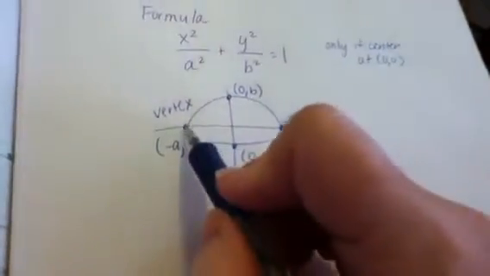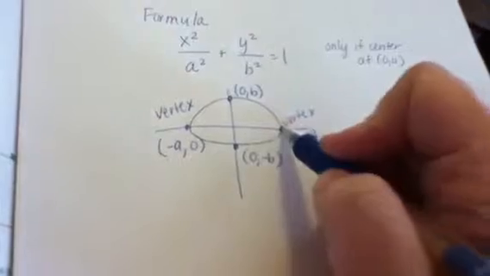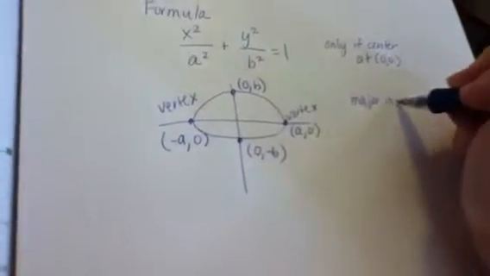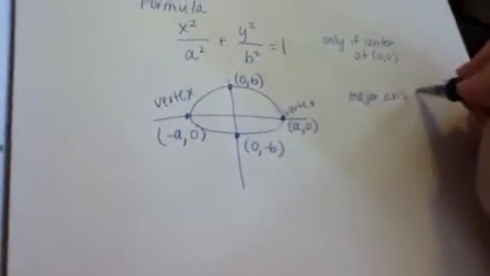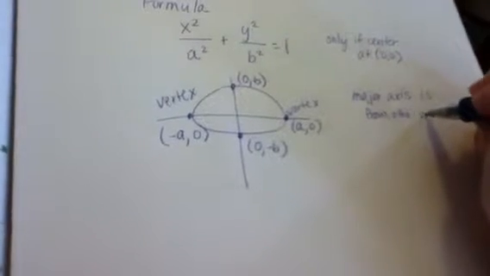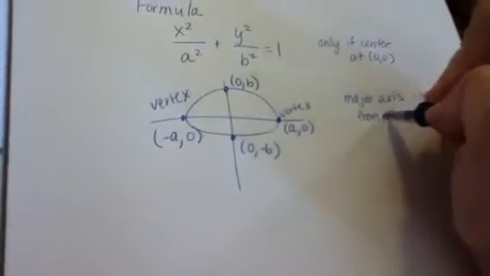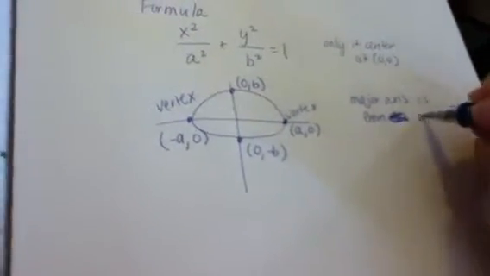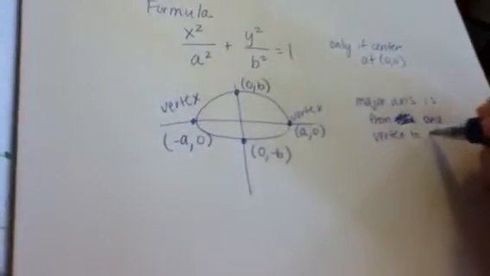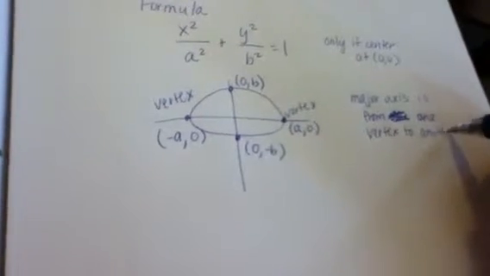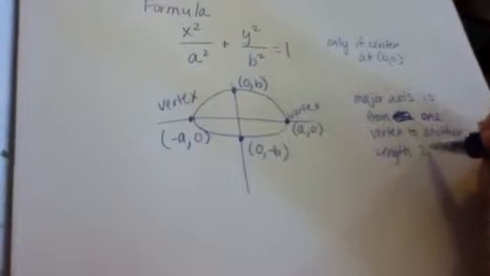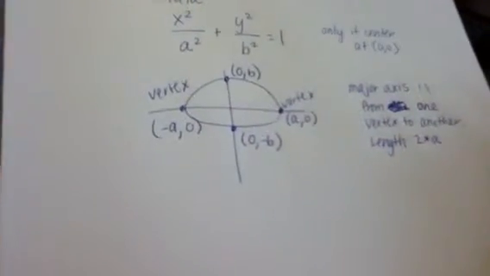Let's learn some other words here. The distance from one vertex to the other is called the major axis. It is from one vertex to another. And its length is 2 times a. Right?